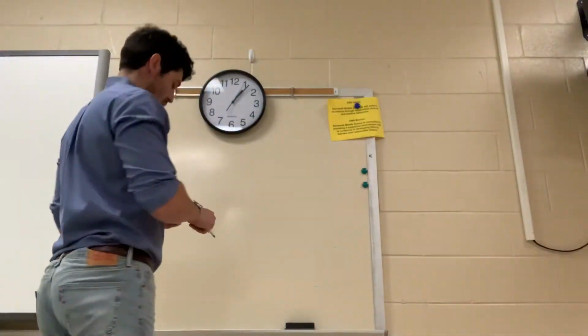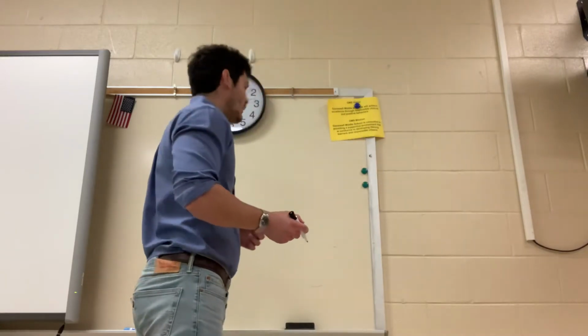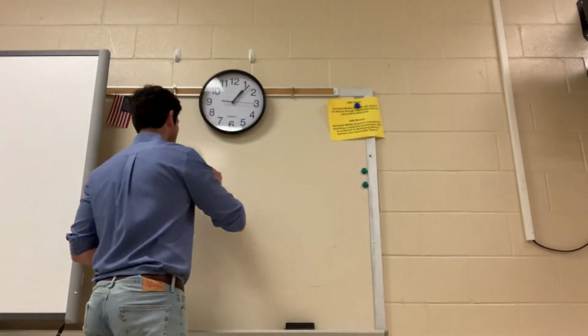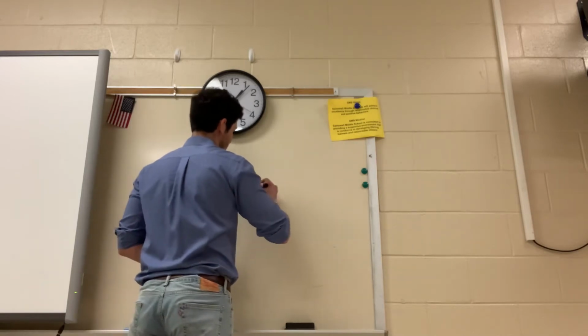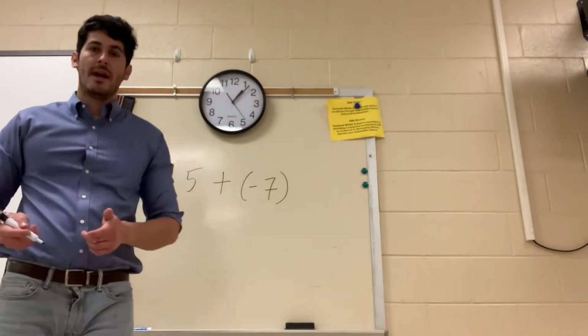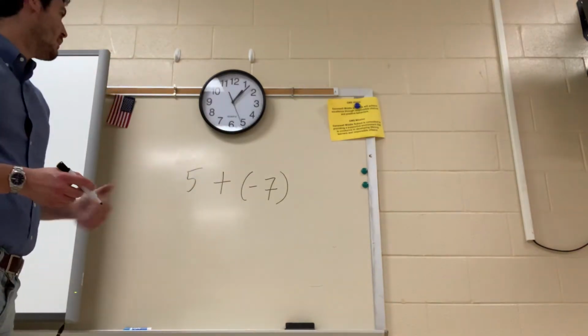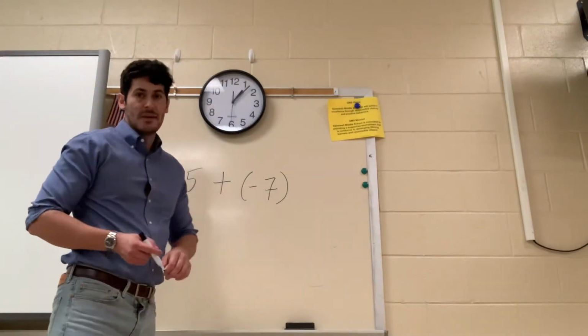Okay, so we're going to talk about adding and subtracting integers. We're going to start with adding first, okay? So when you have a problem like 5 plus -7, right? This is an addition problem. However, you're adding two numbers with different signs. You have a positive number and a negative number.